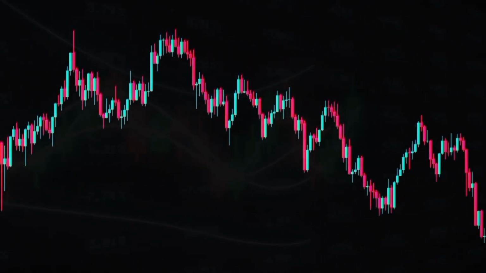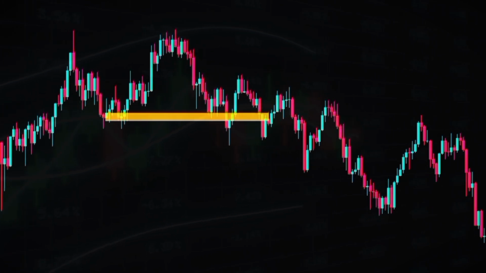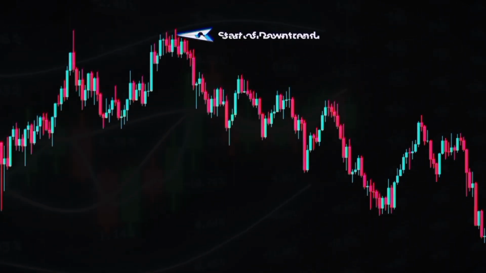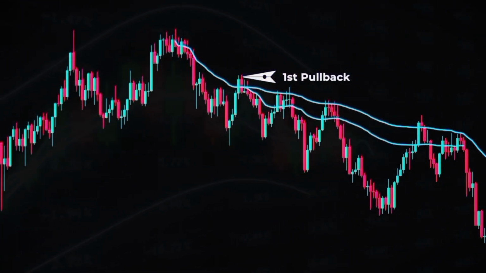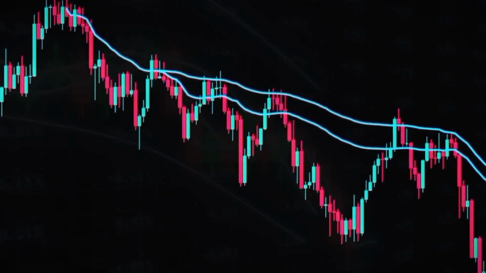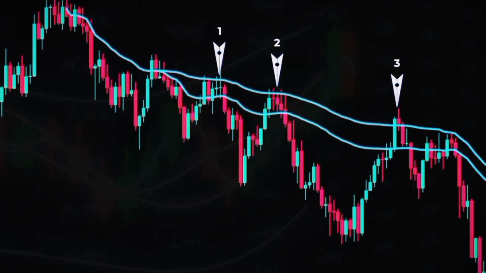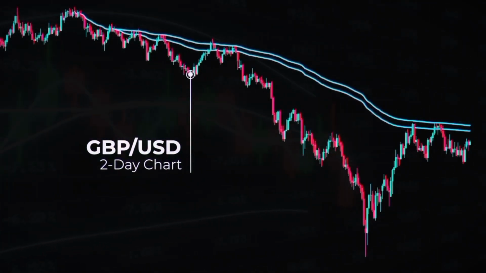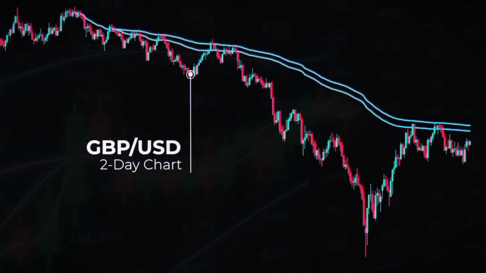Here's an example of a downtrend. At first we saw this massive up move. Then the price reversed, creating this lower low. We take this as a sign of a price reversal and plot anchored VWAP from this top. We then identify this as the first pullback and plot another anchored VWAP from this point. Now we have successfully created the VWAP bands. As you can see, the price rejected the band multiple times, giving you 3 profitable trading opportunities. For your reference, this is a 2-day chart of GBPUSD, so one candle represents 2 days of price action.